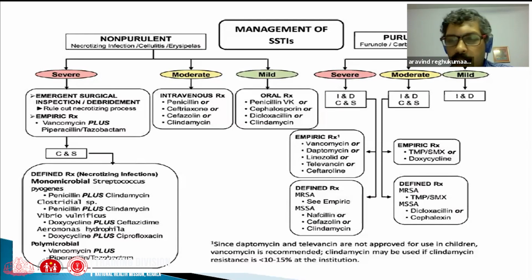But then suppose the patient is a diabetic or immunocompromised. It need not be an infection due to Staph aureus or streptococcus. It could be polymicrobial as well. So in such situations, you need to select antibiotics which will cover for Pseudomonas as well, especially in diabetic patients.